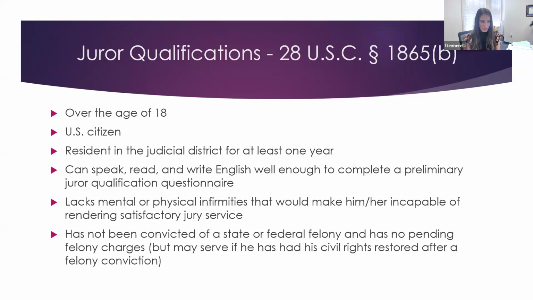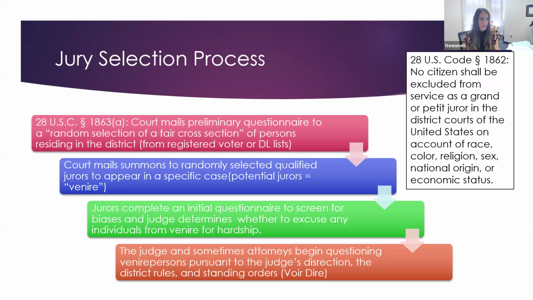The judge is just going to excuse them. So the way the process looks is that the court mails a preliminary questionnaire to try to determine eligibility. And generally they use registered voter lists or driver's license lists.